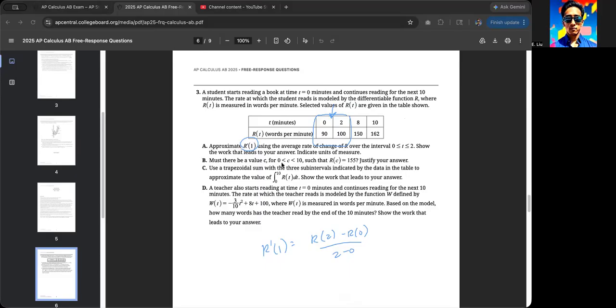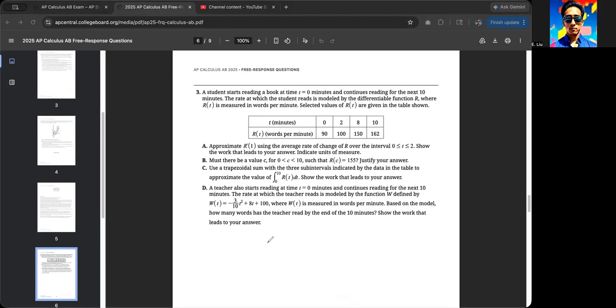There must be a value c between 0 and 10 such that R(c) is equal to 155. If you take a look at that, in terms of the intermediate value theorem, that's basically what we should be expecting in this situation, right? R being differentiable implies that R is continuous, and therefore it has to be between those values.